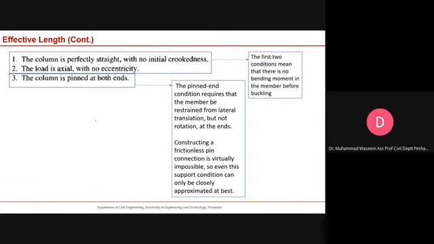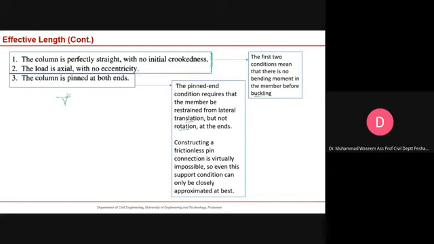Now again we are discussing those assumptions. The first one is that there is no initial crookedness. The first two conditions mean that there is no bending moment in the member before the buckling. These two assumptions are made in the Euler critical stress formulation derivation. And the third is that the column is pinned at both ends. Pin means that it can only resist translation, it cannot resist rotation.